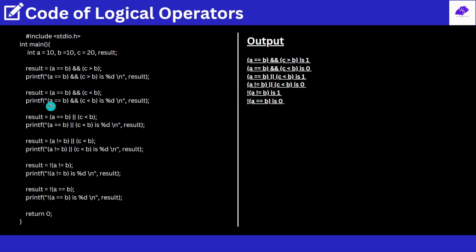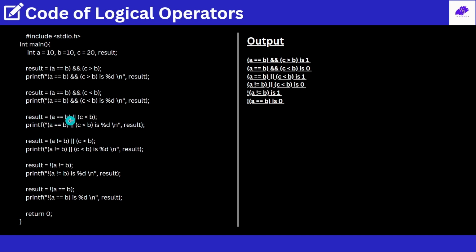But in the next case there is a is equal to b and c is less than b. Here a is equal to b is true, but c is less than b is a false statement. So with an AND statement, both must be true compulsorily, but if any one is false, then it will return 0 as output. In the case of OR, if any one condition is true, then the value will be true.